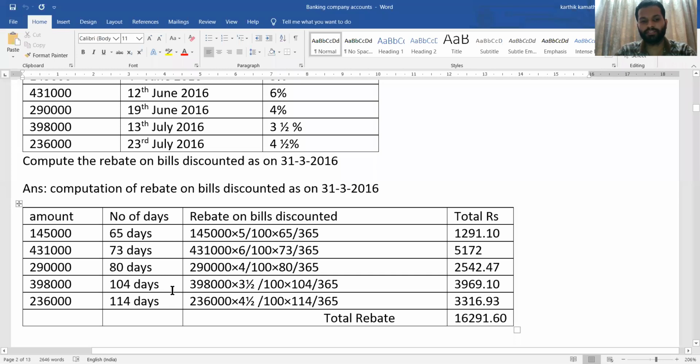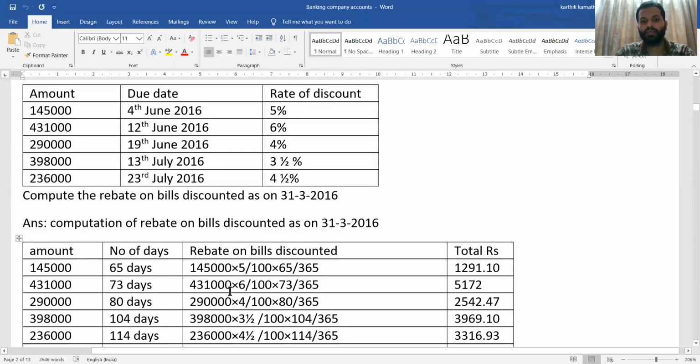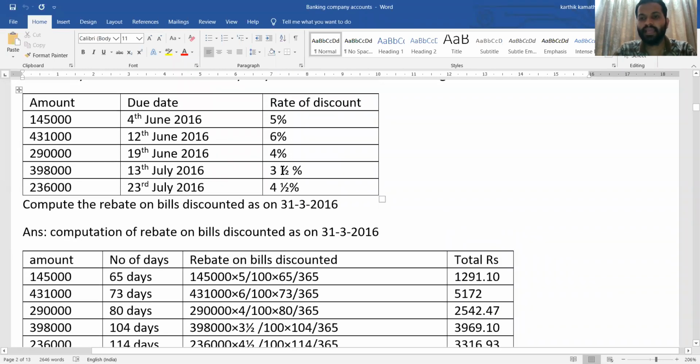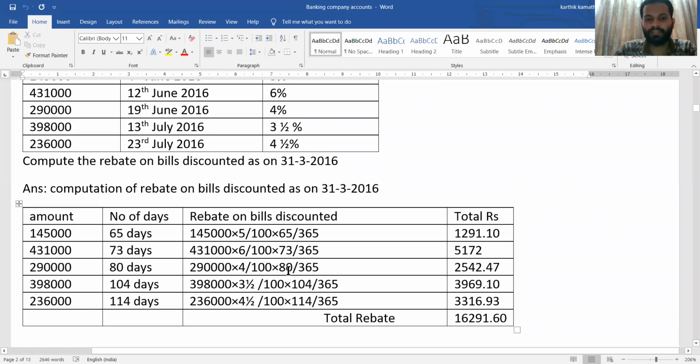Then for the next one, 3,98,000, that is 30 plus 31 plus 30 for June, and 13 for July, you will get 104 days. So 3,98,000 into the rate of discount given, that is 3.5%, into 104, divided by 365. You will get one more amount. And the last one, that is 23rd July. Again, you need to calculate the number of days, that is 114 days, that is 30 plus 31 plus 30 plus 23. So you will get one more amount, that is 3,003.16.93. So the total rebate is 16,291.60.